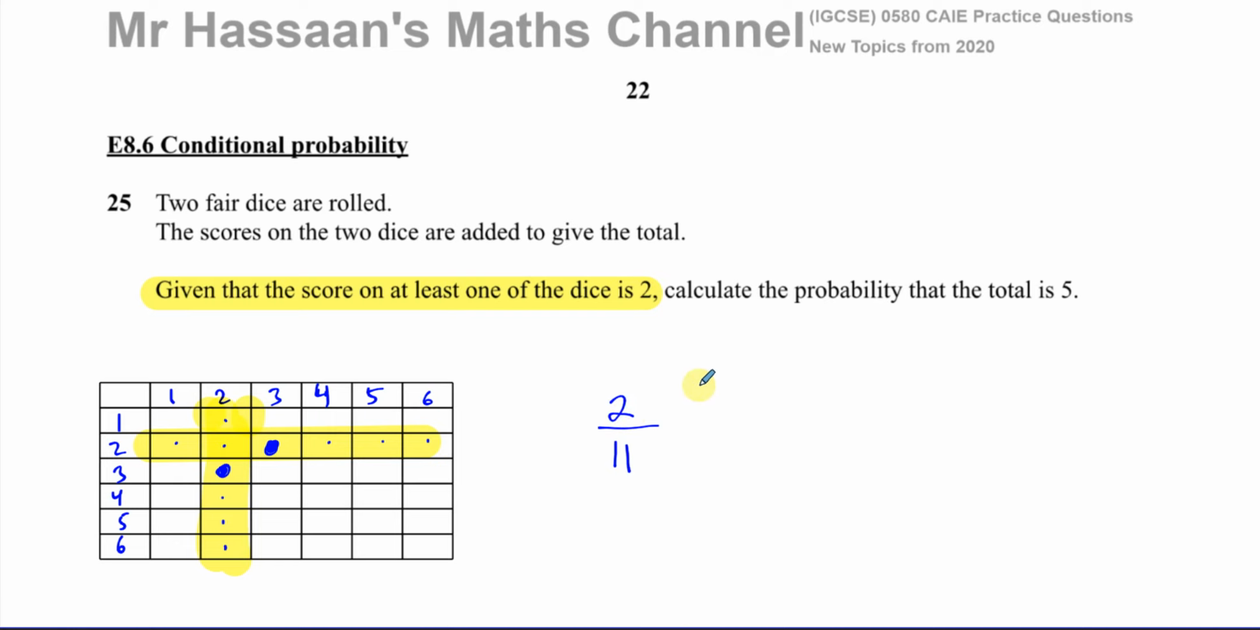So that's how you deal with conditional probability. You limit the sample space to whatever it says. When it says given that, that becomes your sample space, not the whole thing. Normally, if this sentence wasn't here, the answer would be 4 out of 36. But because it says given that the score on at least one of the dice is 2, that limits the sample space to just those highlighted parts. So the probability becomes 2 out of 11. I hope that was clear.